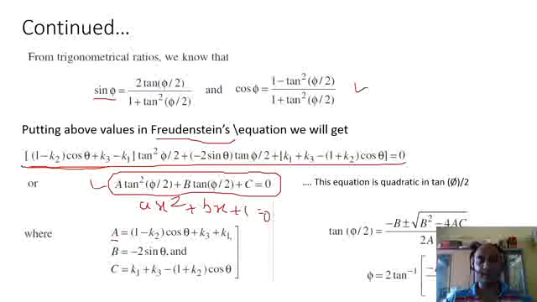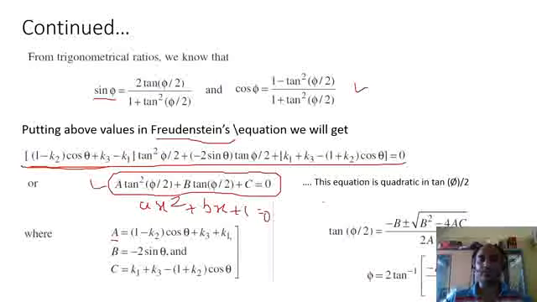When an equation is quadratic in nature, it will have two roots, that is two values of the output parameter, your tan phi by 2. So when you write the roots of this equation, you will get two values of tan phi by 2, that is tan phi by 2 equal to minus b plus minus under root b square minus 4ac upon 2a.